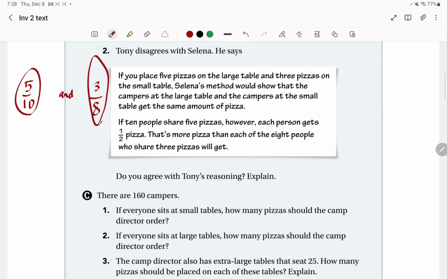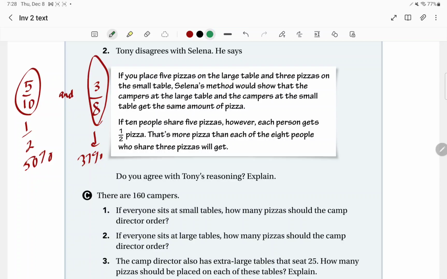All right, so you should agree with him, because this is 1/2, which is 50%, right? So each person will get 50% of a pizza, and this is less than 40%. It's about 37%. At the smaller table, each person will get 37%.